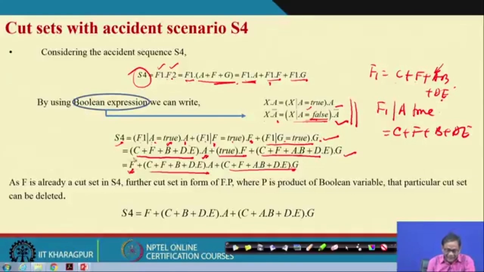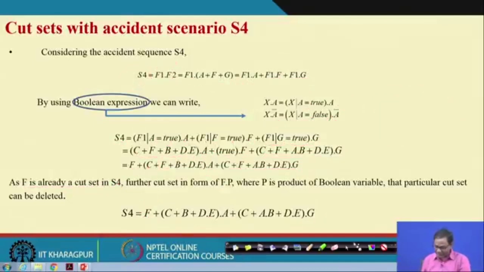Interesting thing is that F is already a cut set. So another one, FA and FG, is coming in other cut sets. Since the minimal cut set is already F, that means FA and FG will not be required. So that is what is written here: as F is already in the cut set, further cut sets from FP, where P may be A, B, all those things, are not required. So that means this results into this. What will happen? F, then C plus B plus D into A, because this intersection is not required. Similarly, C plus AB plus D into G, this is not required.